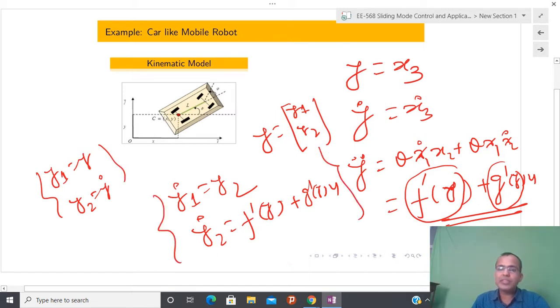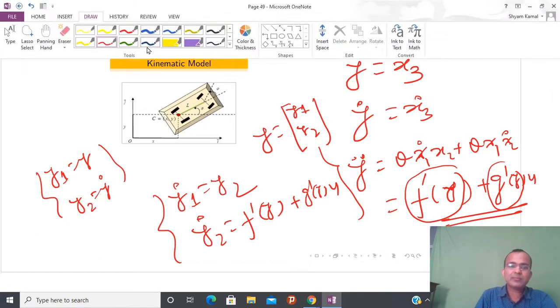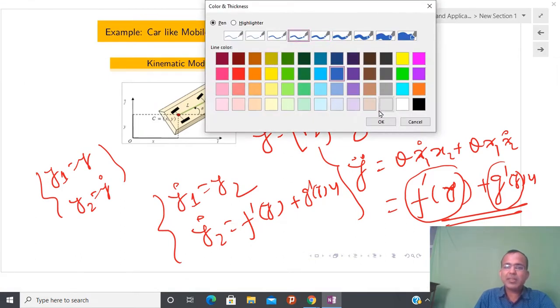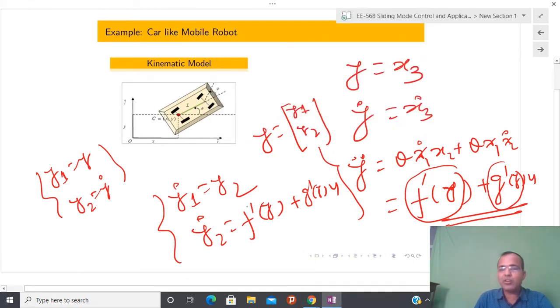Okay. So what is the order of this system? Anyone? What is the order of this system? The order of this system is 2, a second order system.